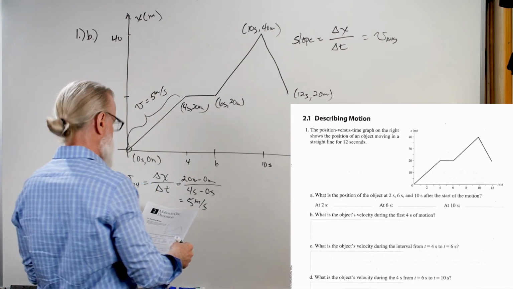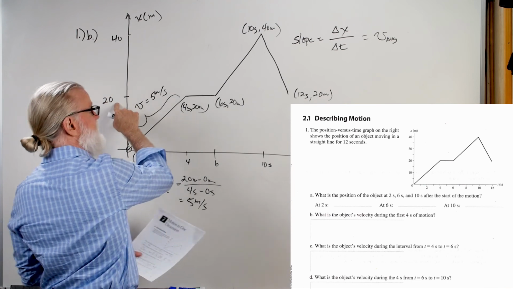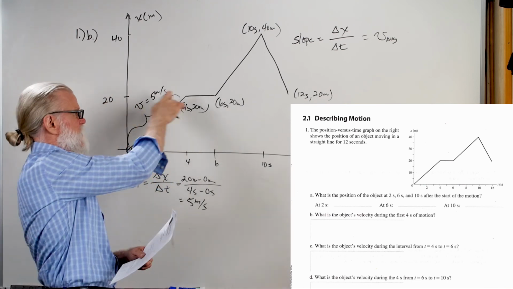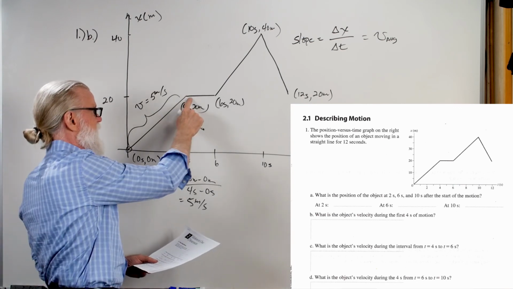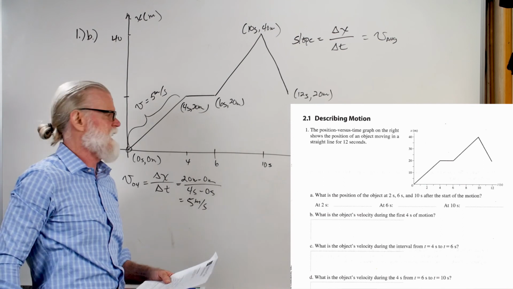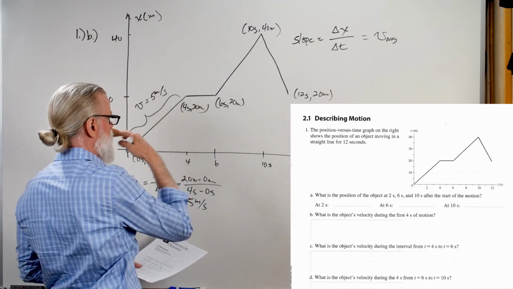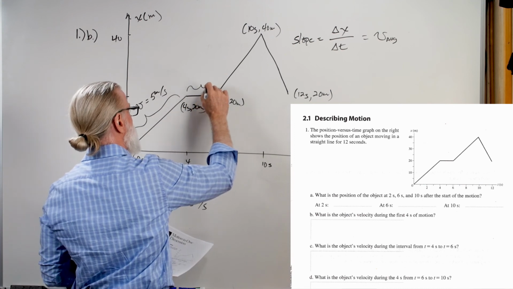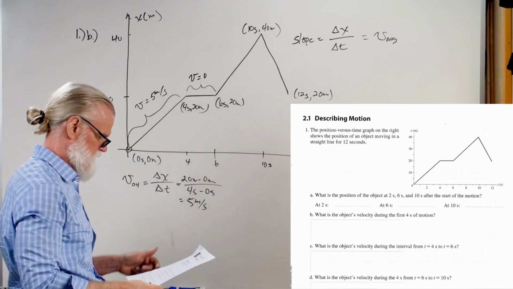What is the velocity from 4 to 6 seconds? Well, the whole time it's at 20 meters, right? 20 meters the whole time. This is at rest. It's at 20 meters now and now and now. It is at rest. Now, you also could have looked at the slope. That's also a 0 slope. So therefore, we got 0 velocity. So V equals 0 from 4 to 6.